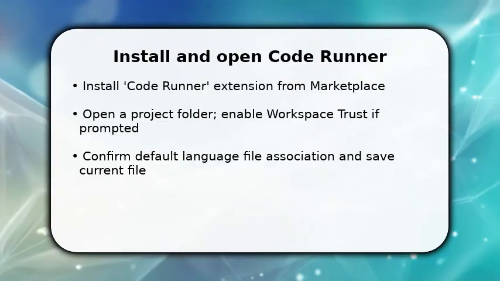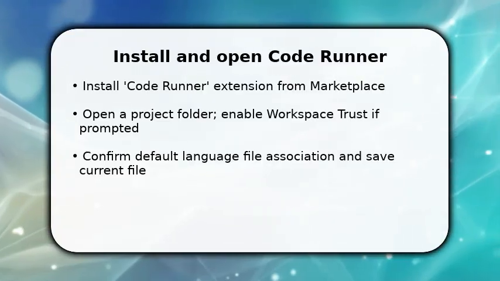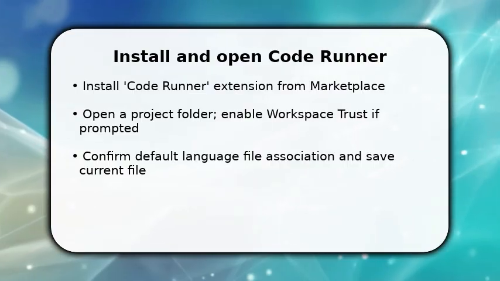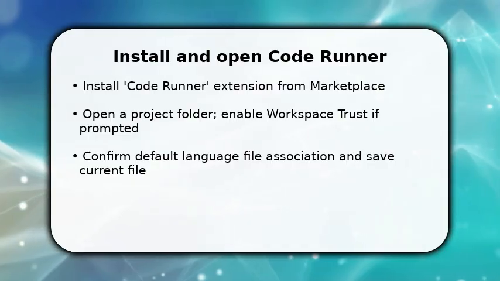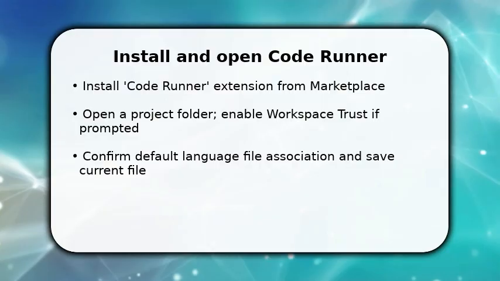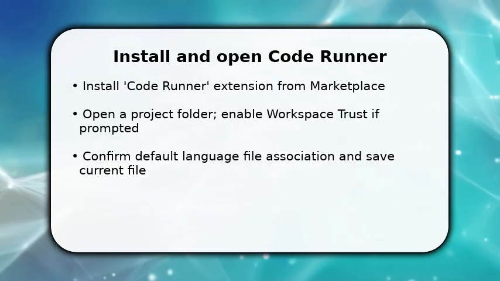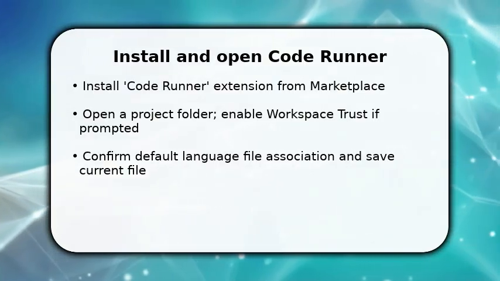Enjoy the video. You start by installing and enabling Code Runner in VS Code. Once done, open the folder you plan to work in and accept Workspace Trust so the extension can run code. Make sure the file is saved with the correct extension so Code Runner detects the language.